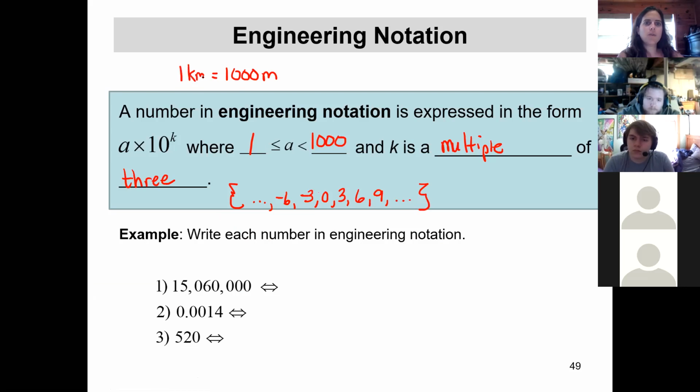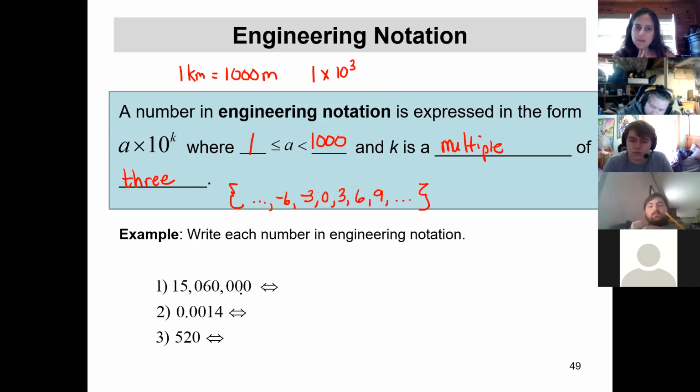One kilometer equals 1,000 meters, and 1,000 is 1 times 10 to the 3rd. Okay, so if I wanted to write this number, I want you to write it in engineering notation. If I'm writing 15,060,000 in engineering notation, I'm looking for groups of 3. I want the number between 1 and 1,000.